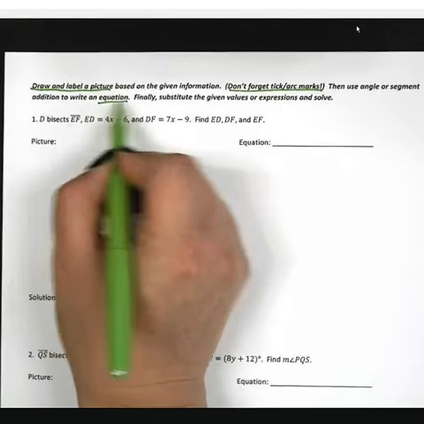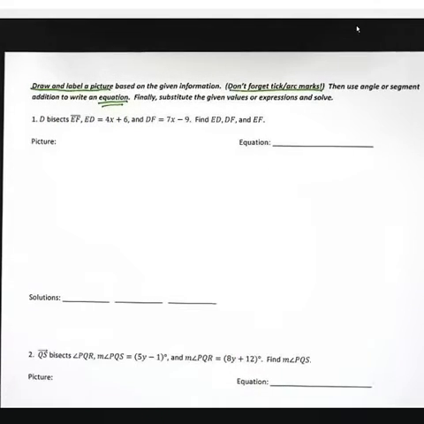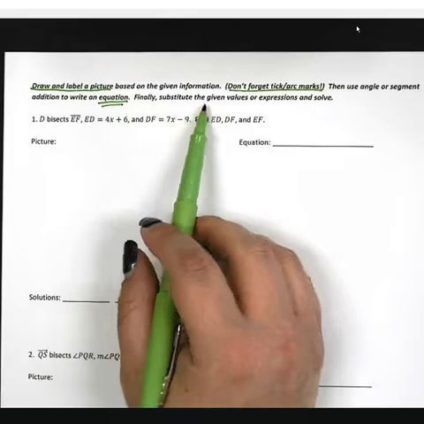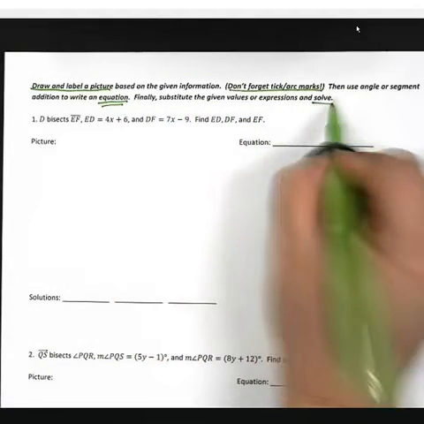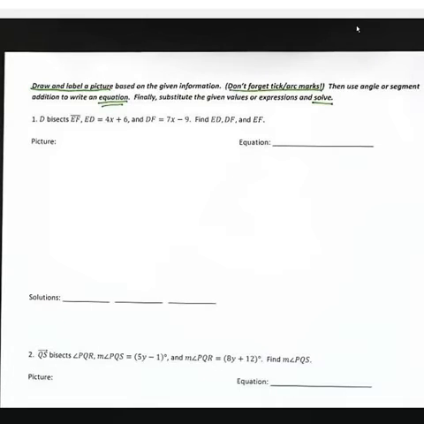Then use angle or segment addition to write an equation. So that's going to be the second part. And then finally, substitute the given values or expressions and solve. So again, it's a three-part thing just like in the last section.